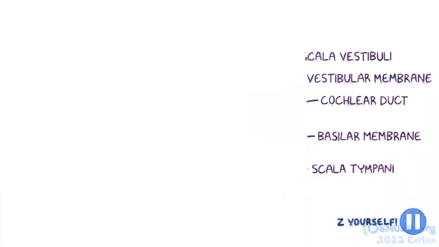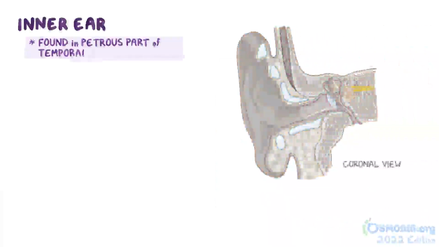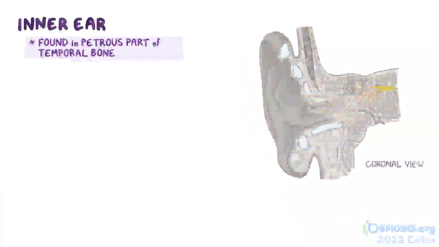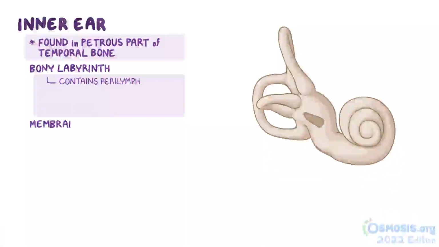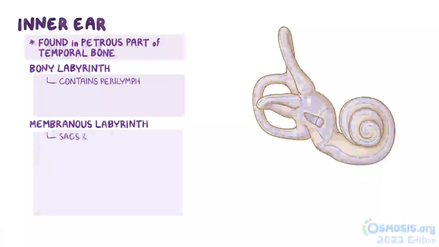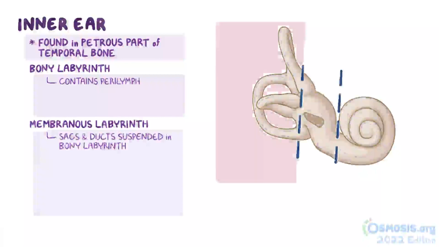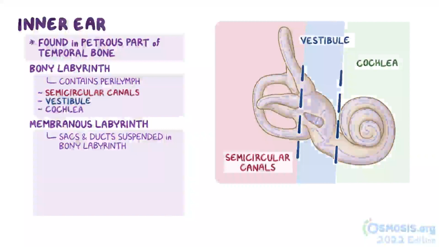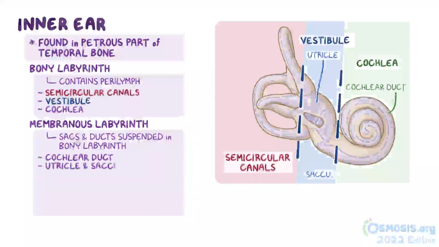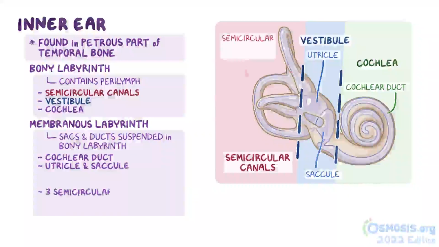All right, as a quick recap, the inner ear is found in the petrous part of the temporal bone and is made of the bony labyrinth, which contains cavities filled with perilymph, and the membranous labyrinth, which is made of sacs and ducts suspended in the bony labyrinth. The parts of the bony labyrinth are the semicircular canals, the vestibule, and the cochlea. The membranous labyrinth is organized into the cochlear duct, the utricle and saccule, and the 3 semicircular ducts.